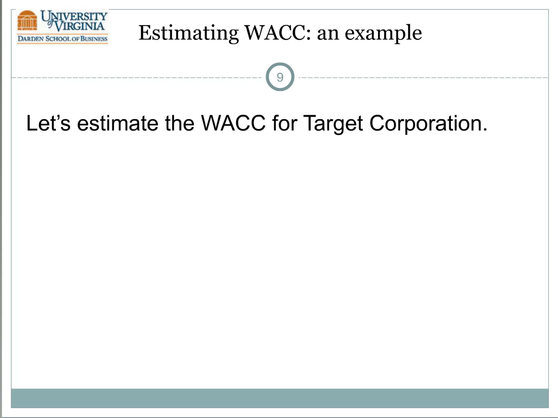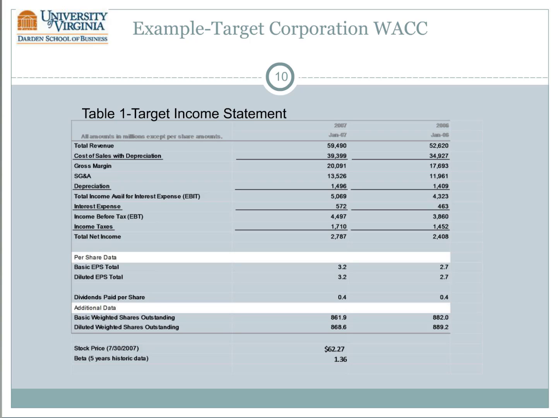Now that we have examined each piece, let's put it together with an example. For this example, we'll estimate the weighted average cost of capital for Target. We start with the financial data for Target. This is the income statement for Target for the fiscal year ending January 2007 and January 2006. The most important pieces of information here are the current stock price, number of shares outstanding, and the beta estimate.